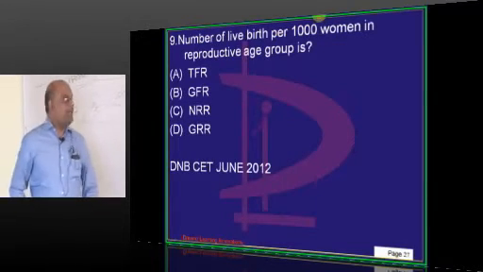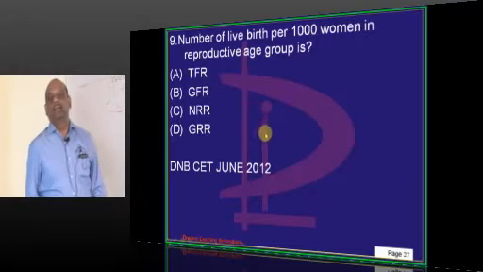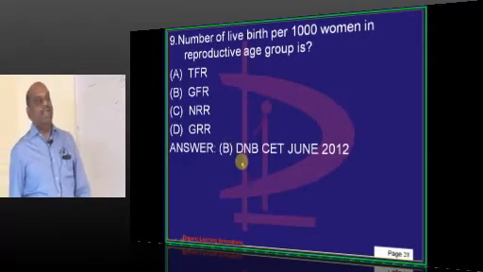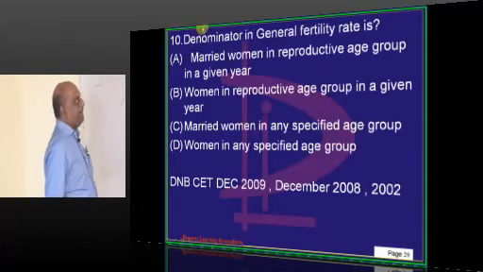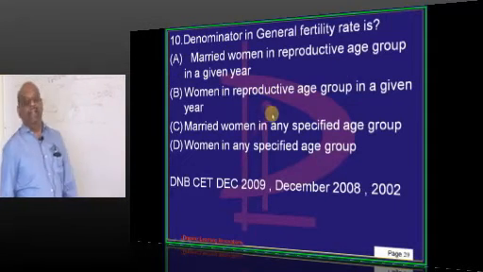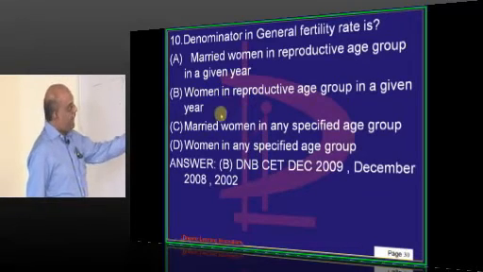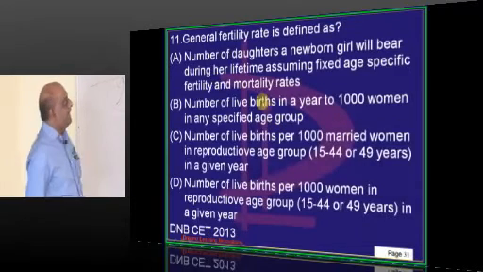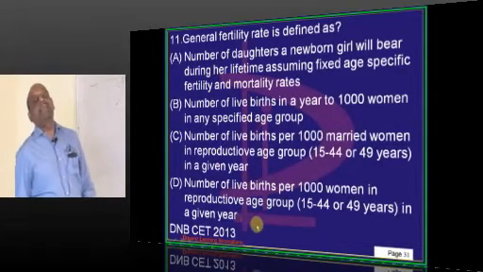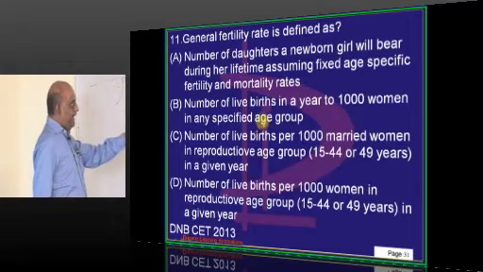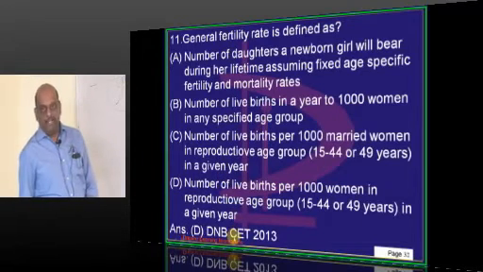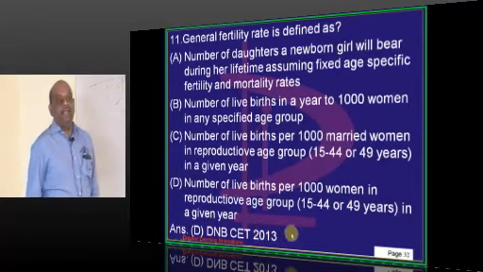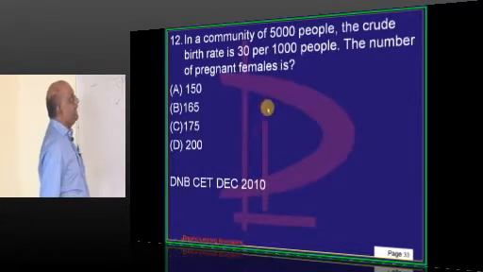Now the number of live births per 1,000 women in the reproductive age group is, what is your answer? Number of live births is basically called general fertility rate is what need to be remembered. So what is the denominator in general fertility rate, doctor? Basically, it is the women in the reproductive age group in a given year. So once more, DNB CET 2013 question. General fertility rate is defined as what? It is the number of live births per 1,000 women in the reproductive age group of 15 to 49 in a given year.